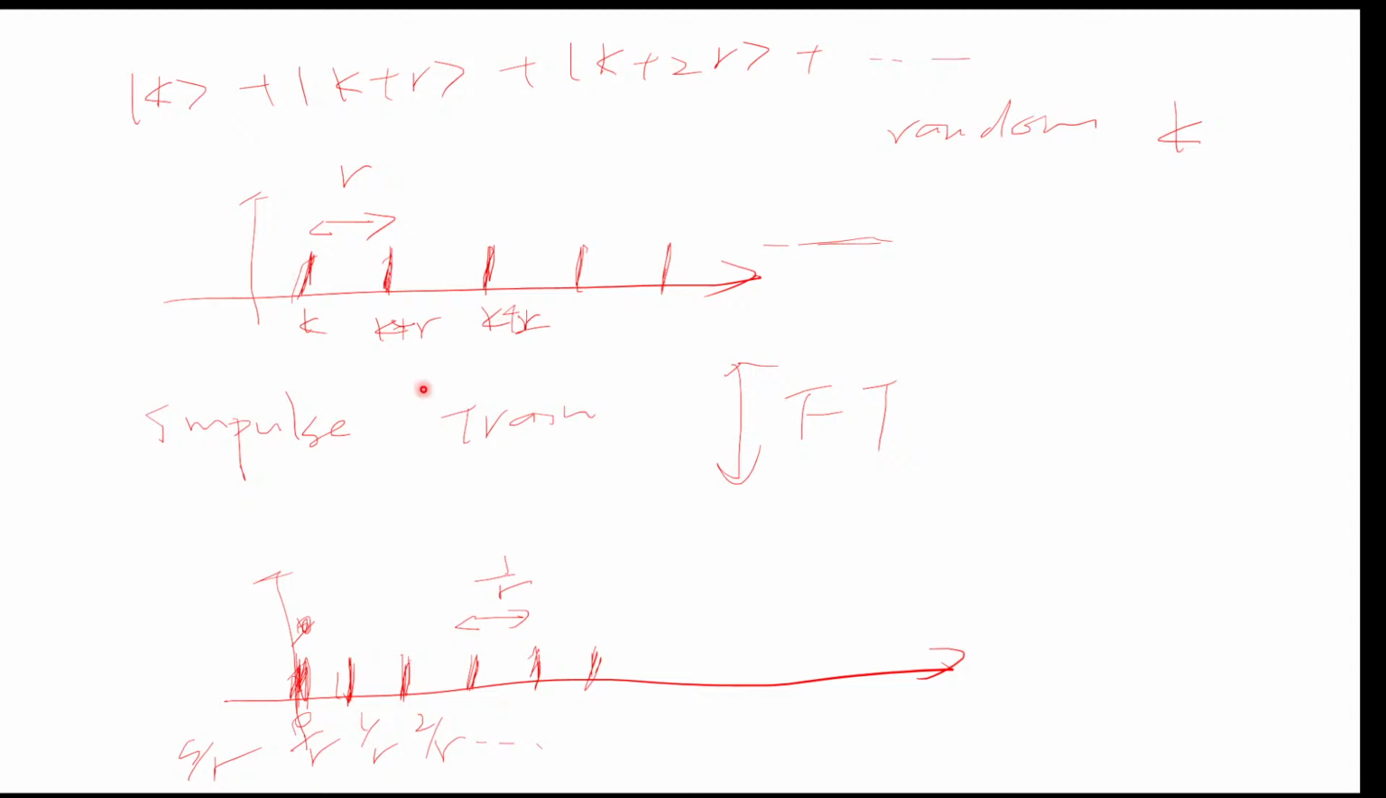But when you do the Fourier transform, the start point becomes 0, and this k becomes some phase on all those things. When you measure, you get your uniformly random s over r, and that's why you can get 1 over r. Okay, that's it.